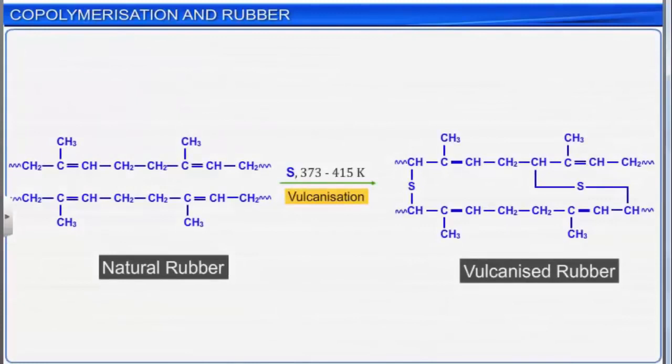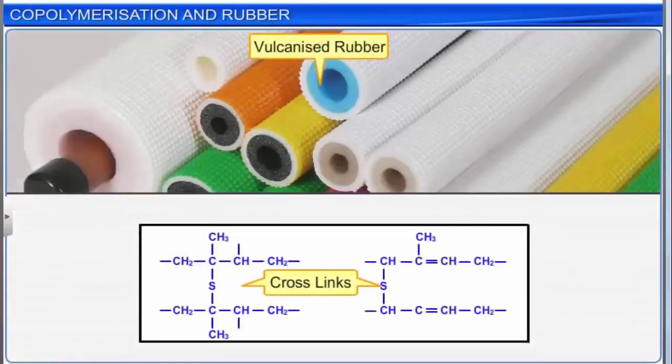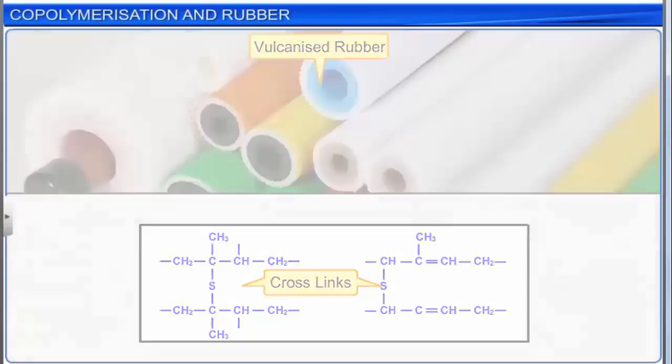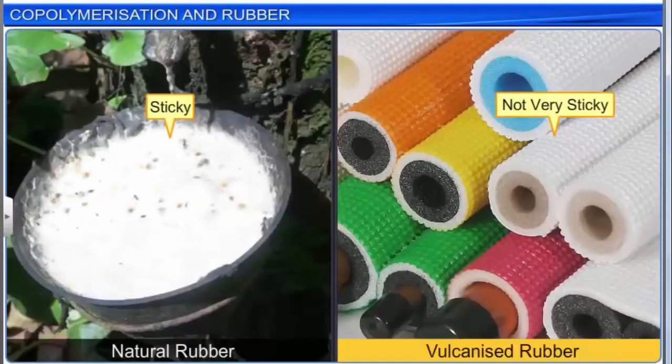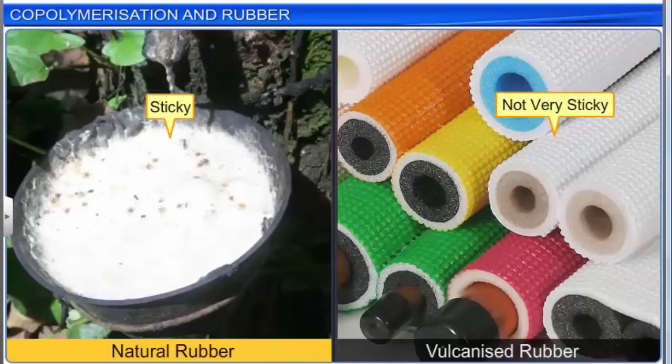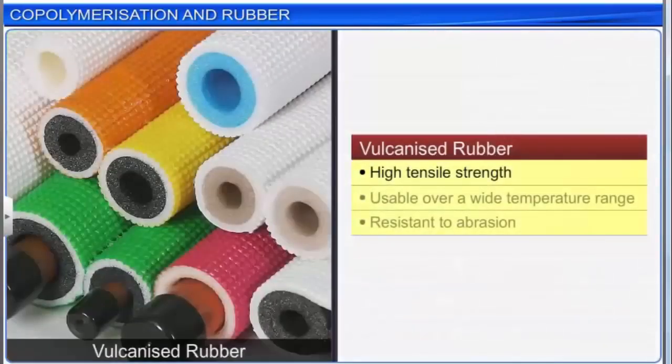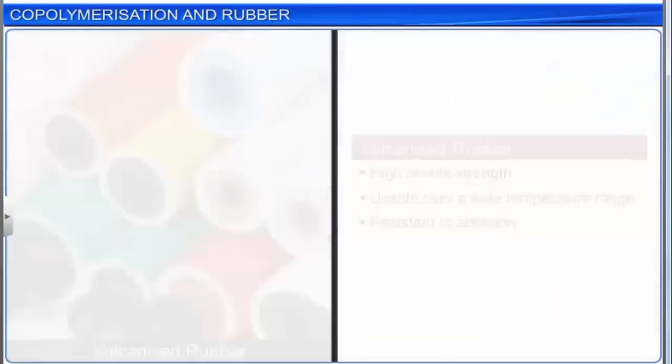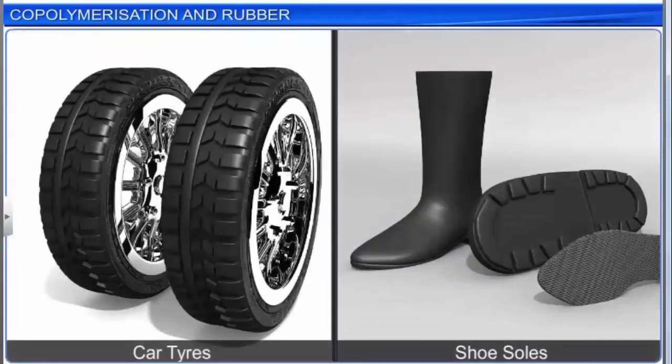The cross-links help vulcanized rubber to maintain its shape when stretched. Vulcanized rubber is not very sticky, unlike natural rubber. Vulcanized rubber has high tensile strength and is usable over a wide temperature range. It is also resistant to abrasion. Vulcanized rubber has many uses. Perhaps its best known uses are car tires and shoe soles.